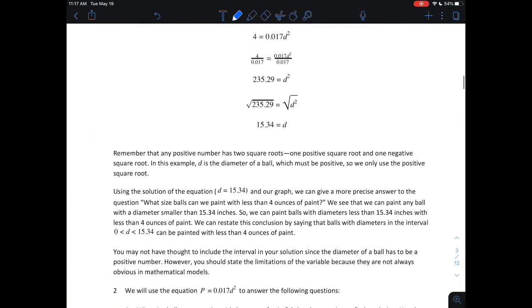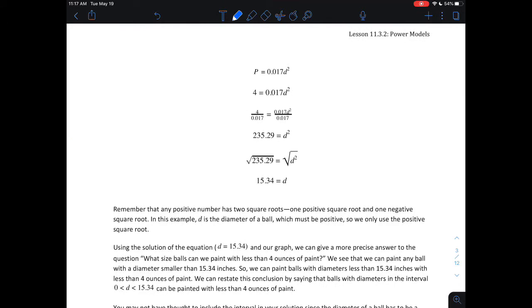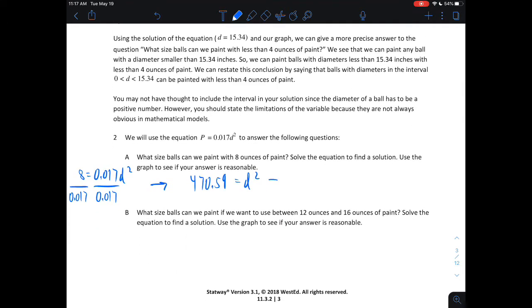And then just like we did before, after we did the division, we took the square root. So I'm going to then take the square root of 470.59, and that's going to be equal to the square root of d squared. Remember that all that happens on the right-hand side is the square root of d squared leaves you with d. So I'll have d, and then the square root of 470.59, and I'm again going to round to 2 decimal places, 21.69. And that's our answer for D.